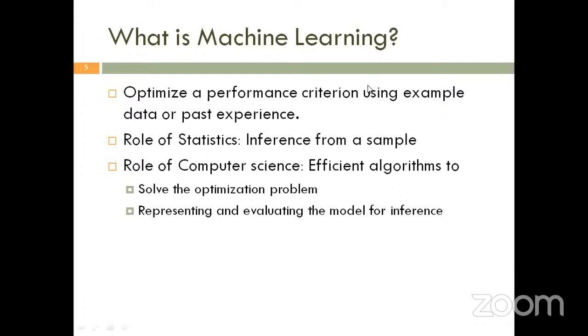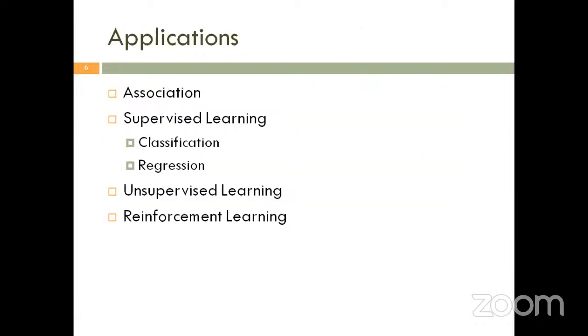That is the role of statistics, that is, inference from a sample. The role of computer science is efficient algorithms to solve the optimization problem, and representing and evaluating the models for inference. So you have applications in association, supervised learning, that is classification. I think you have done it. Then you have supervised and unsupervised learning and reinforcement learning. I think regression you have done in the last classes, association also. Unsupervised as well as reinforcement I will be taking in these sessions.